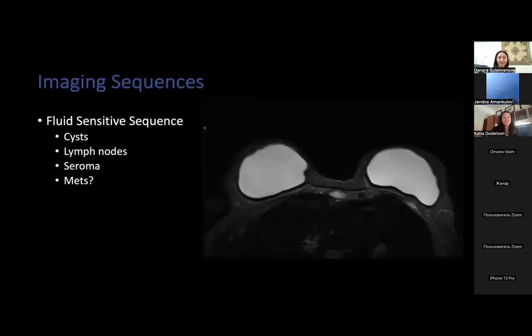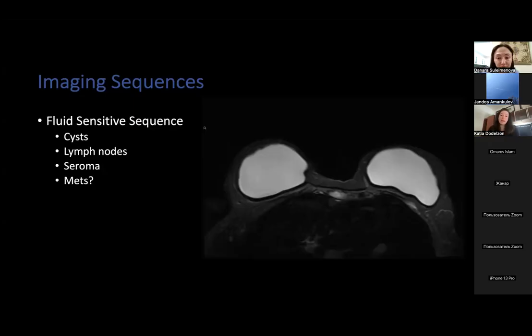And then the fluid sensitive sequence. So it's a T2. Some use STIR. What is it helpful for? To evaluate for benign cysts, lymph nodes tend to be very T2 hyperintense, and seromas, so fluid after surgery. And now it actually has been incorporated as a required descriptor of masses, whether they are T2 hyperintense or not hyperintense. And we'll talk about that later. So that is what we look at.